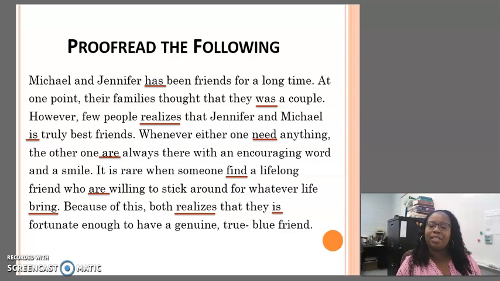It is rare when someone finds a lifelong friend who are willing to stick around for whatever life brings. Because of this, both realizes that they is fortunate enough to have a genuine, true blue friend. Obviously, when I read that, it sounds quite ridiculous.